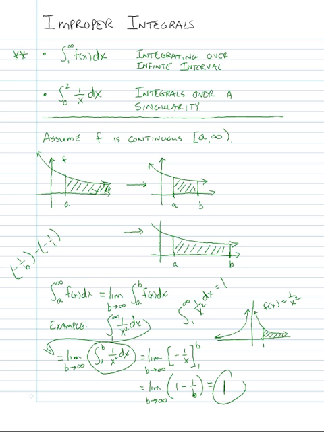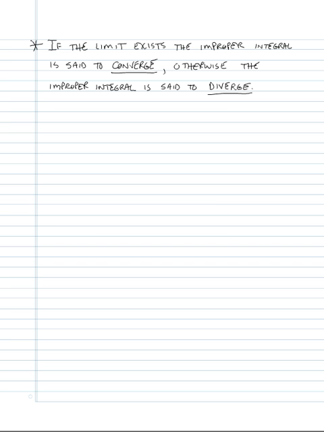Well, let's continue this discussion on the next page. So let's get a little terminology under our belts here, and you can see what I've written. If the limit exists, now I'm talking about the limit when we're talking about these improper integrals, the improper integral is said to converge. So that means, more or less, if the limit exists, the improper integral exists and has a finite value. That's what converges means.